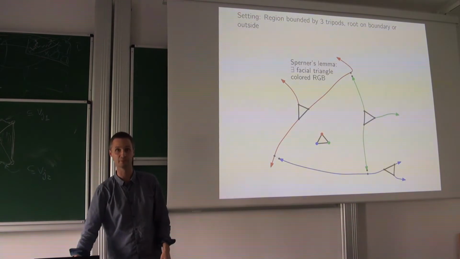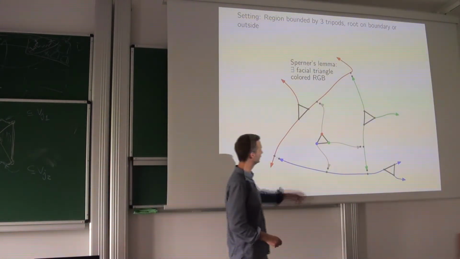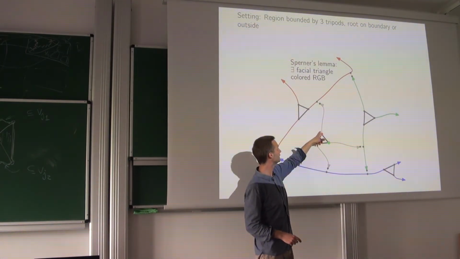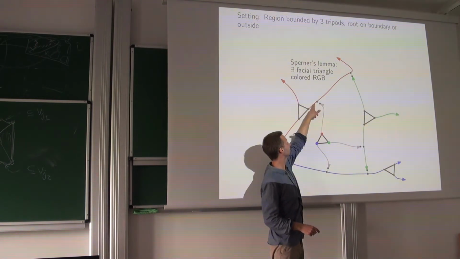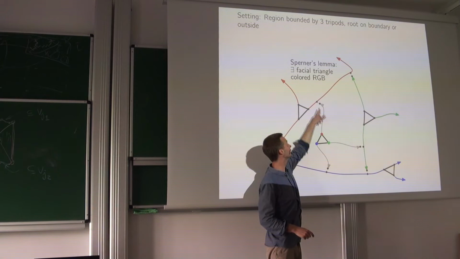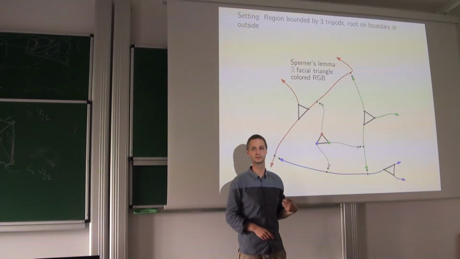This will be the base of my new tripod, my new Vi that I'm defining. Now, I start from this red, green, blue triangle. From red, I take the vertical path towards the root, and I know that I will hit the red section because it's a red vertex, and I stop just before I hit the red section.